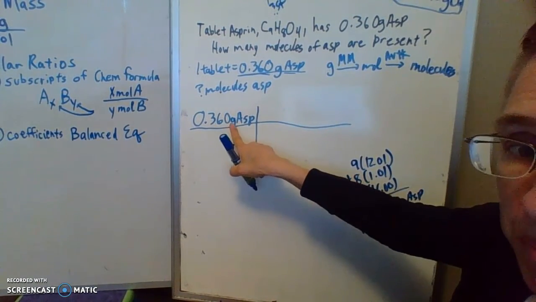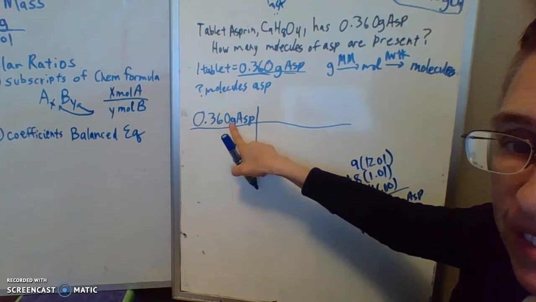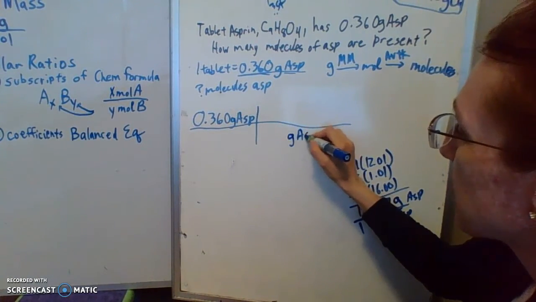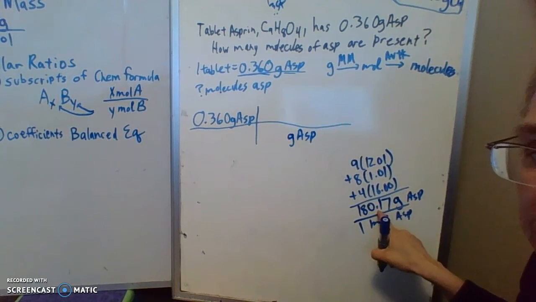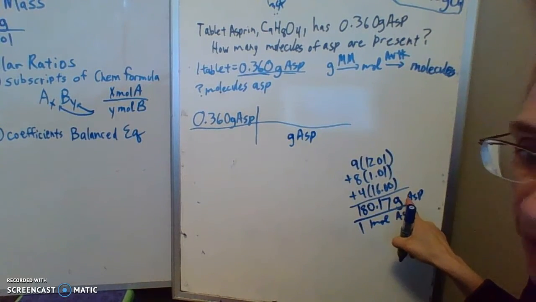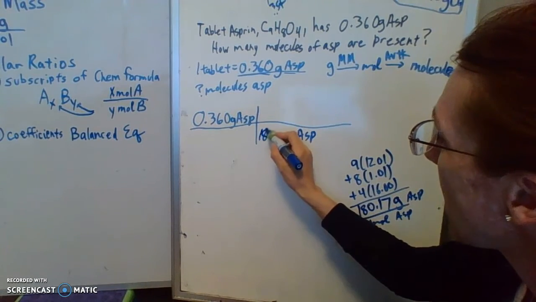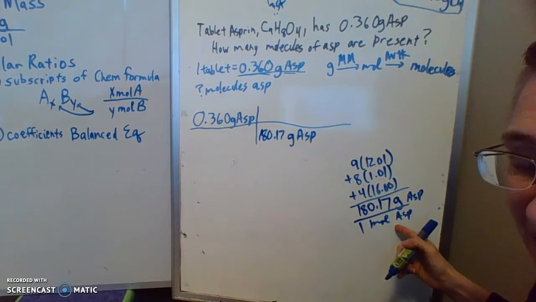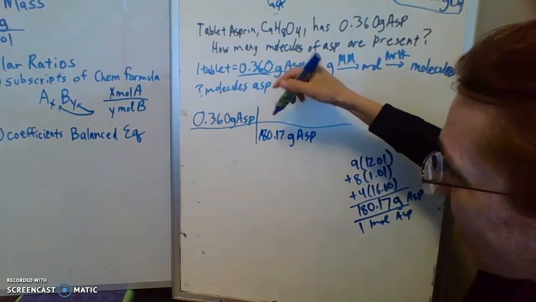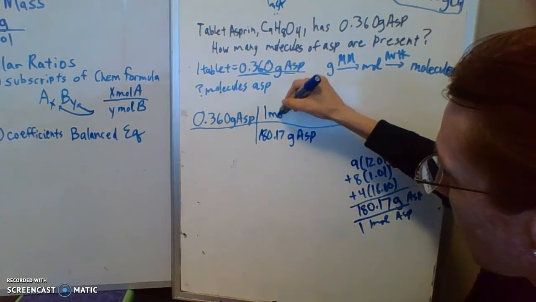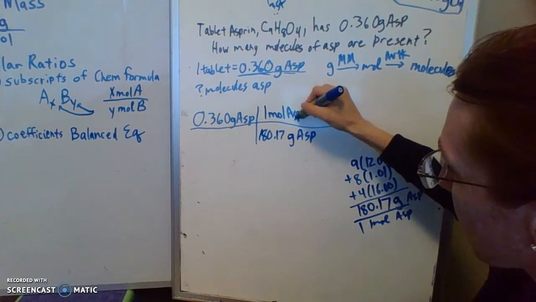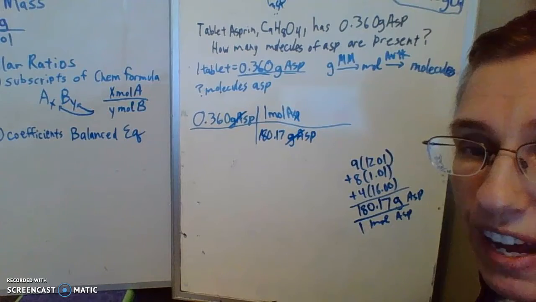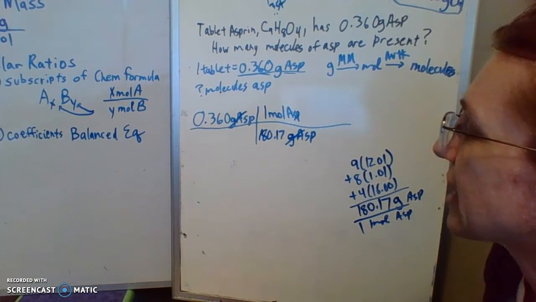So we've got grams of aspirin up here. Where do they have to be to cancel out? Well, they have to be on the bottom. So we're going to put grams of aspirin here. We're going to look at our conversion factor, and that number goes along with the grams. So we're going to put 180.17 down there. What's on the other side of the line, the conversion factor has to go on the other side of the line here. 1 mole of aspirin. So that cancels out that. If we stop now, we would have a mole of aspirin, or how many moles of aspirin are in a tablet.